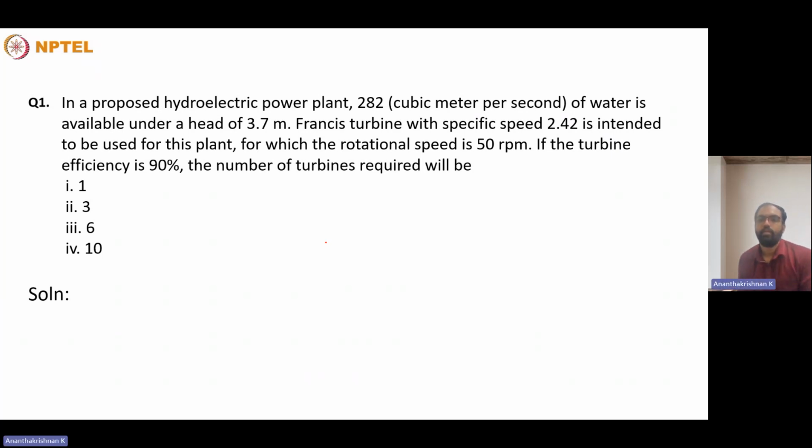This is a numerical answer question with multiple choices. This is a problem regarding Francis turbine. In a proposed hydroelectric power plant, 282 cubic meter per second of water is available under a head of 3.7 meters. A Francis turbine with specific speed 2.42 is intended to be used for this plant, for which the rotational speed is 50 rpm. If the turbine efficiency is 90%, the number of turbines required will be 1, 3, 6, or 10.